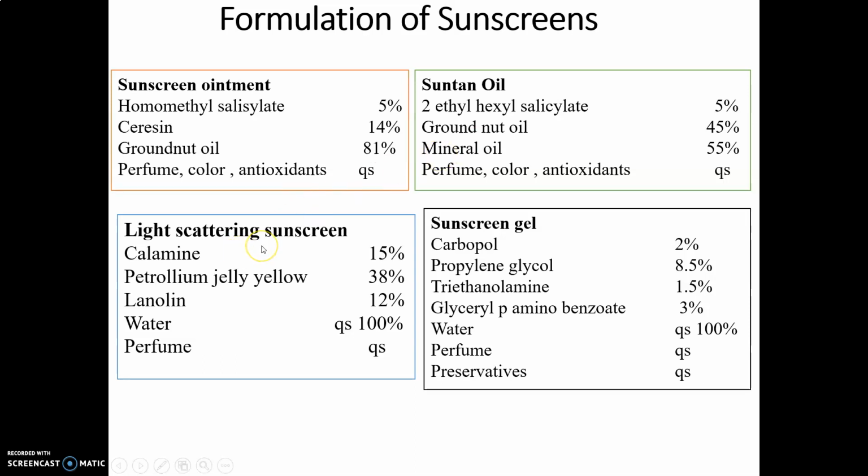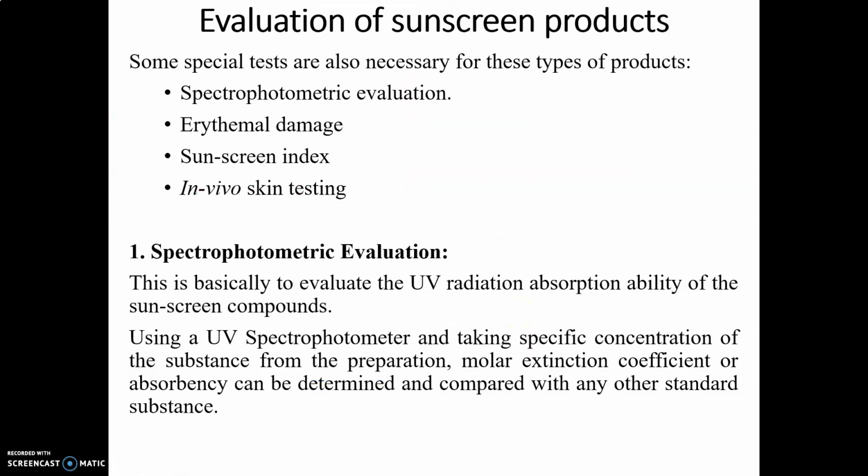Some of them are the light scattering sunscreens. So simply if you are using zinc oxide or titanium dioxide, in this case they have used calamine, which is incorporated into some lotion based system. Gel you can prepare simply by using carbopol as a base, and in that you can add some sunscreen agent, here they have used glyceryl para-aminobenzoate. So it can be any type. These sunscreen products can be available in the form of oils, aqueous preparations, aqueous solutions, aqueous lotions. It may be emulsions, creams, lotions, etc.